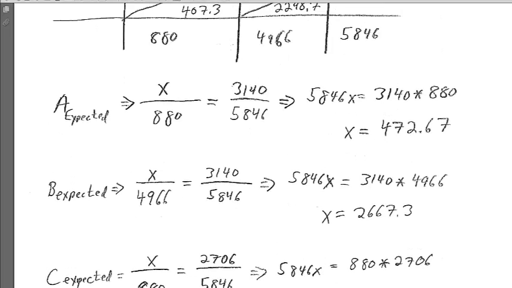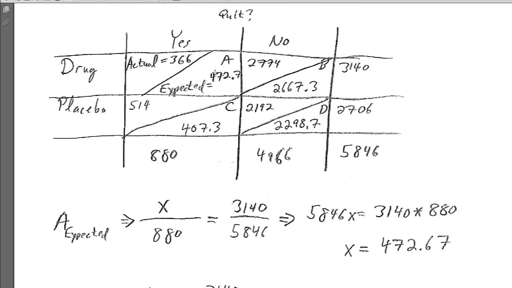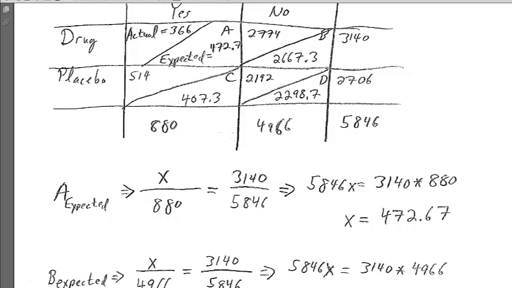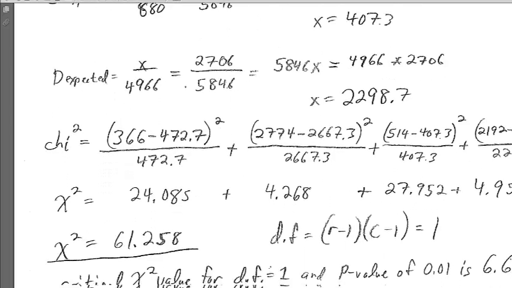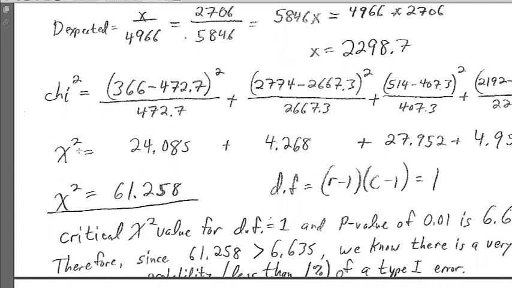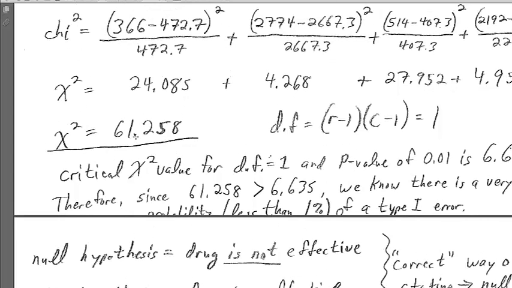When I got those numbers, I was able to plug them into my expected, which is the bottom right hand of each cell. Once I had that, I could compare my actual or my observed values to my expected values and get a chi-squared. When I did that, my chi-squareds turned out to be 24.085 plus 4.268, and so on. My observed chi-squared was 61.258. My degrees of freedom for this project was 1.